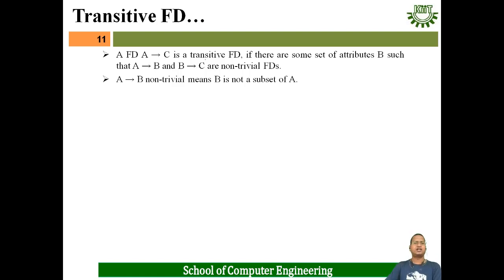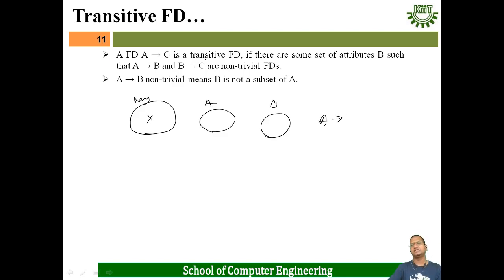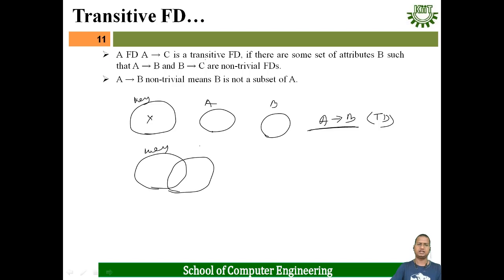Now let's see transitive dependency. I have already explained what transitive dependency is. Transitive dependency is of two types. Suppose this is your complete key attributes. Suppose this is your key attribute and this is your non-key attribute A. This is your non-key attribute B. A determining B, a non-key determining a non-key, is a transitive dependency. Similarly, part of the non-key: suppose this is your key X, this is your A, and this is your B. Here, part of the non-key determining a non-key is your transitive dependency. Okay.